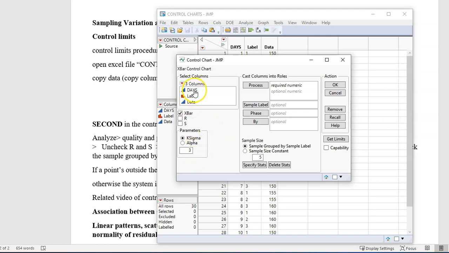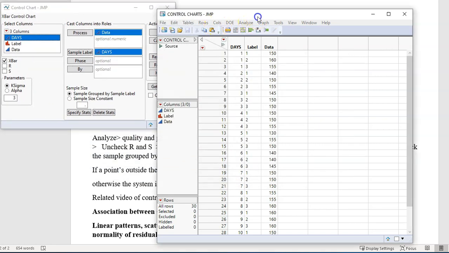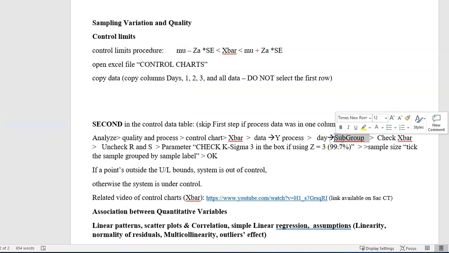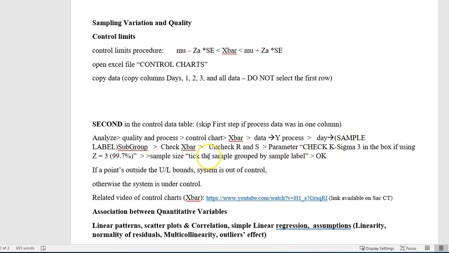So my data goes to the process. My days go to subgroup or sample label, sorry. And that's actually what we have here in the text. You can see it says control chart XBAR, Y or process, days go to subgroup or sample label. So let me just correct this: sample label or subgroup.